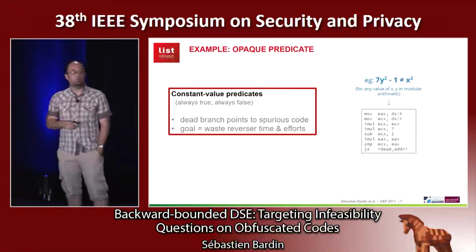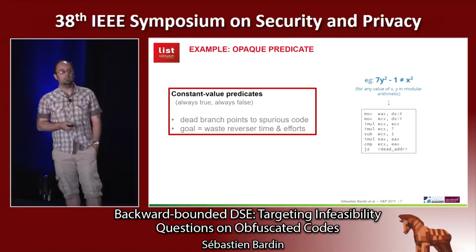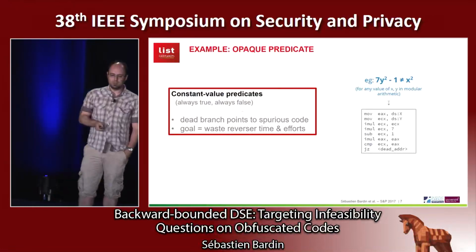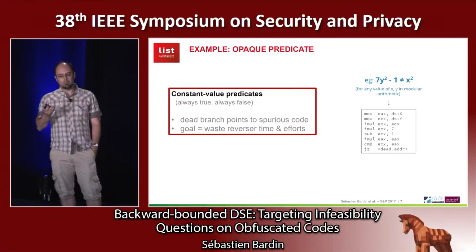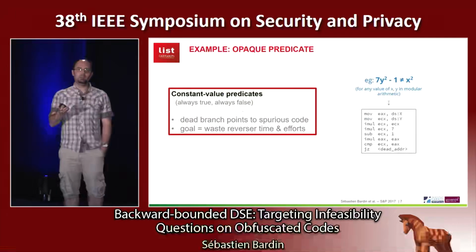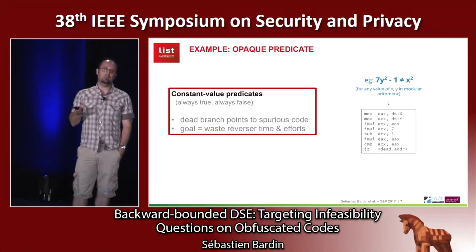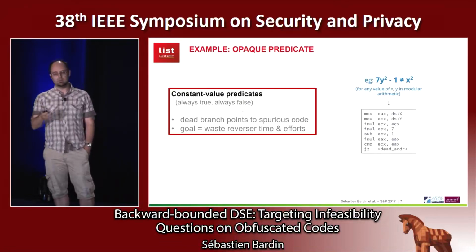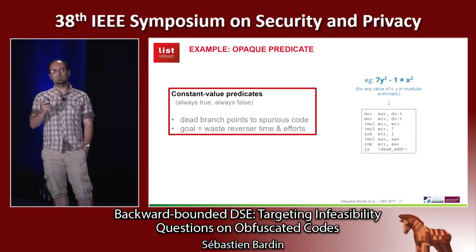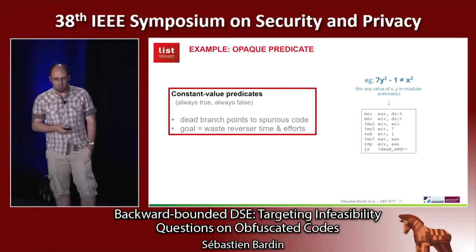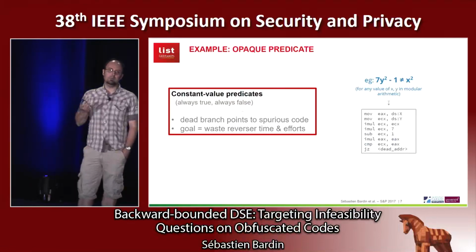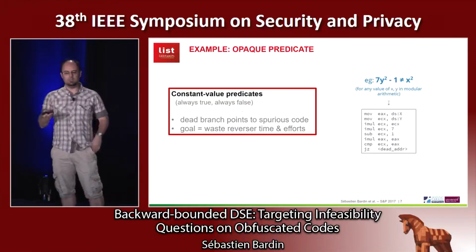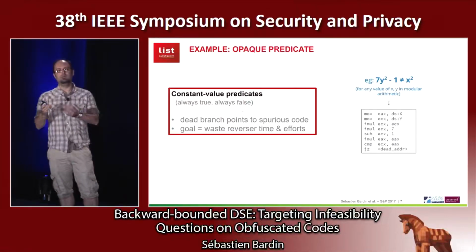As running examples, we will use opaque predicates and stack tampering, so just a quick definition. In an opaque predicate, you use a branching condition which is always true or always false. Typically the trick is that the dead branch points to some spurious code, and the goal is that the reverser or the analysis tool wastes its time in this spurious code rather than in the malicious code.